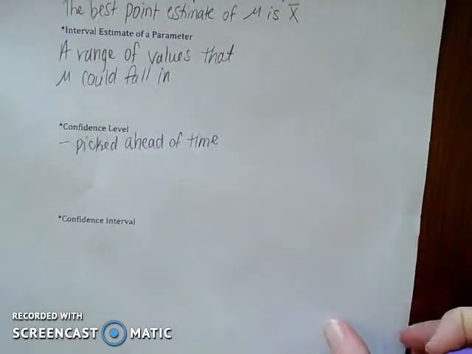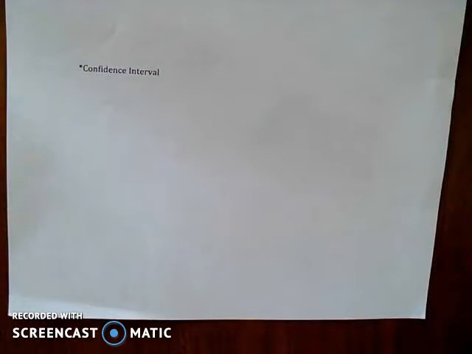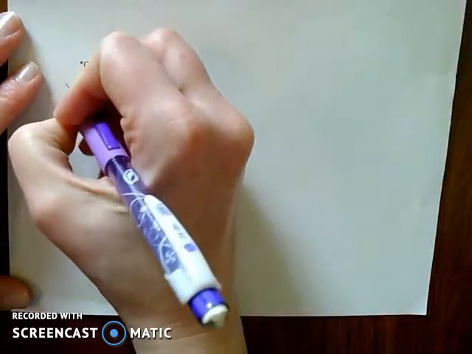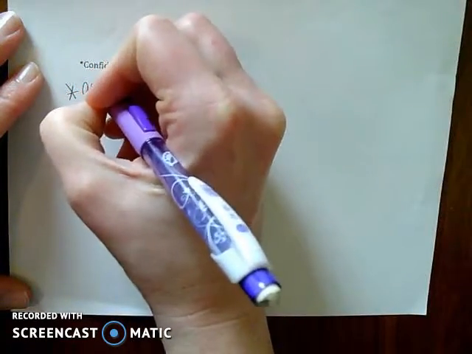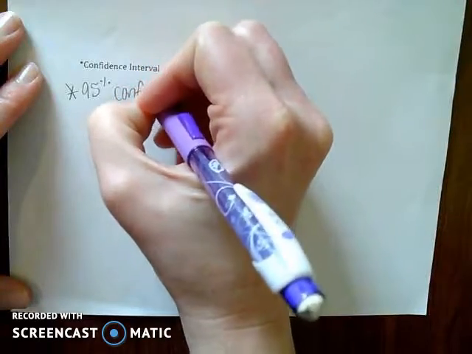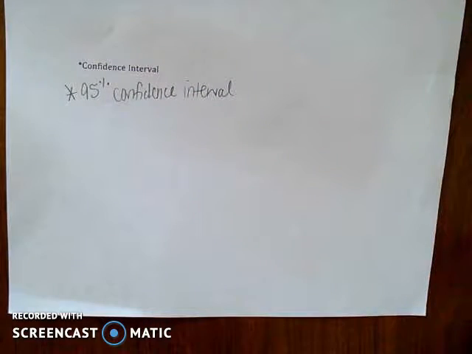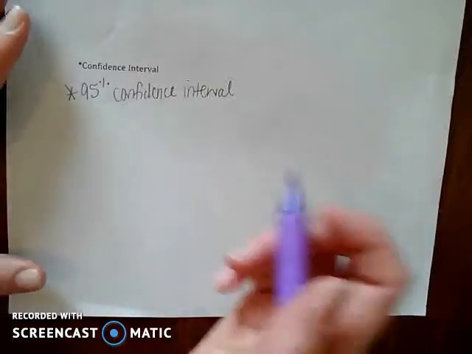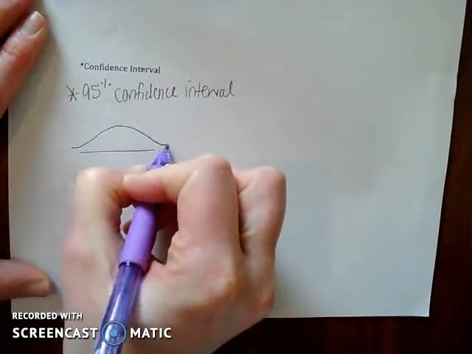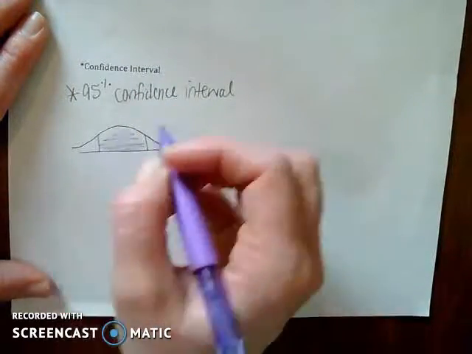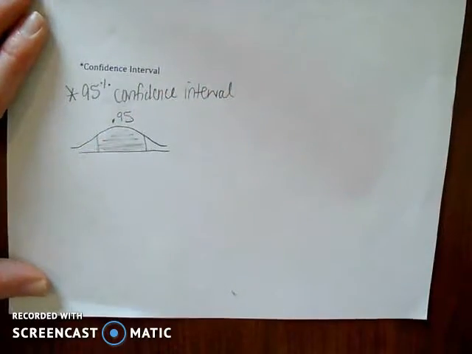Then what we're going to do is make a confidence interval. We're going to do an example while I'm writing some other notes. We're going to look at a 95% confidence interval. This is exactly like in chapter 6 when you found the middle 80% or the middle 60% or whatever like that. You're going to find the middle 95%. So when you draw out your picture, this part in here is 0.95.